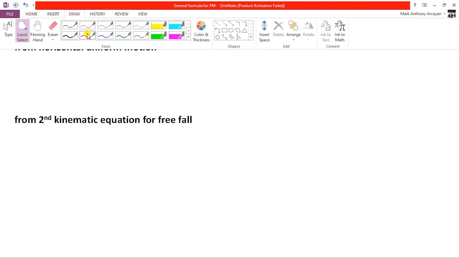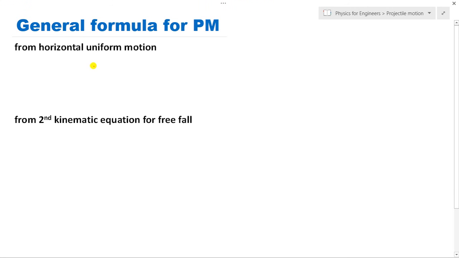From horizontal uniform motion, specifically on the first kinematic equation, I mean, ano pala, sa horizontal motion, wala tayong kinematic equation kasi wala pala tayong acceleration. So therefore, yung velocity natin dito is constant.